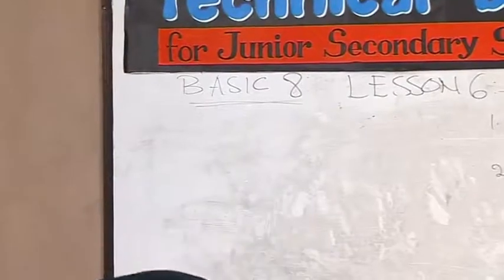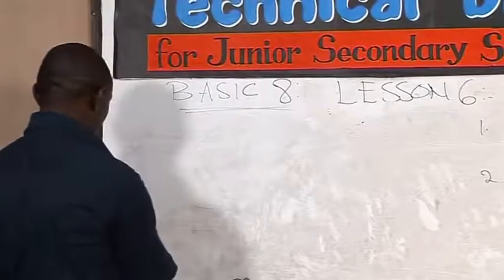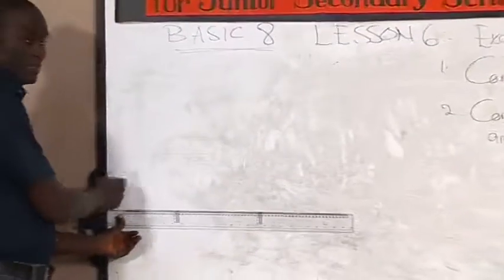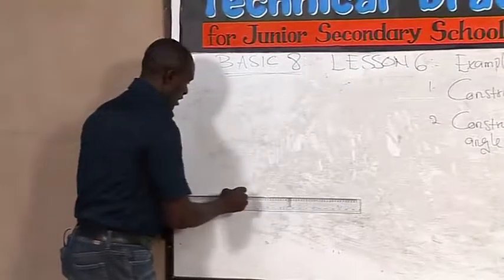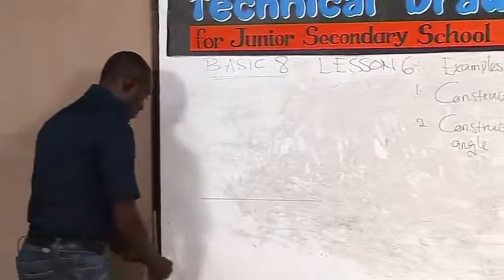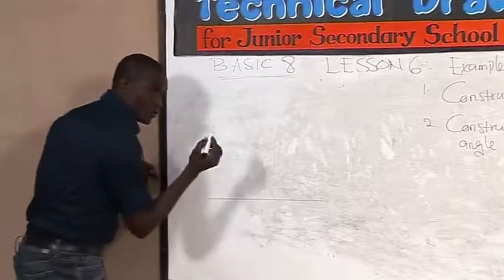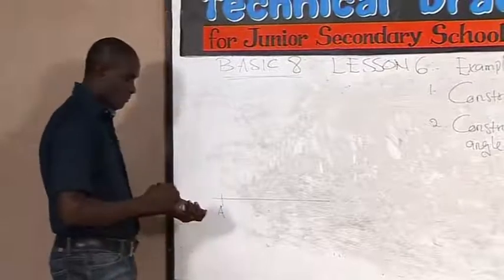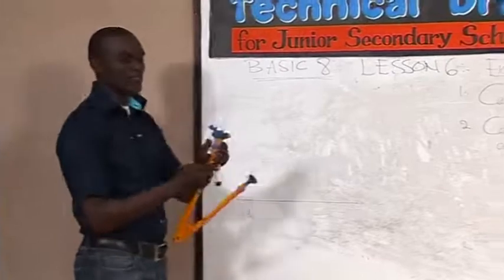Step number one, you draw a horizontal line. Don't measure it. You take your T-square, aligned with your board. You draw a straight line, horizontal line. That's it. The line is to your convenience. On your left, just use your pencil, cut a mark. Call it A.